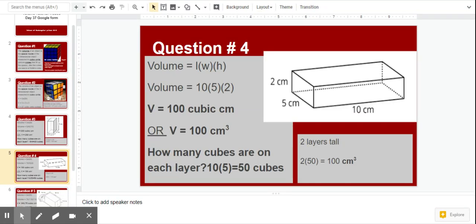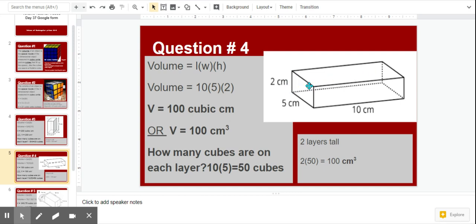Let's go over question number 4. Again, volume can be found by the product of the dimensions, length times width times height. When I look at this rectangular prism, I see that the length is 10 centimeters, so I put 10 in place of L. I see that the width is 5 centimeters, so I put that in place of W. And the height is 2. It's only 2 centimeters tall.